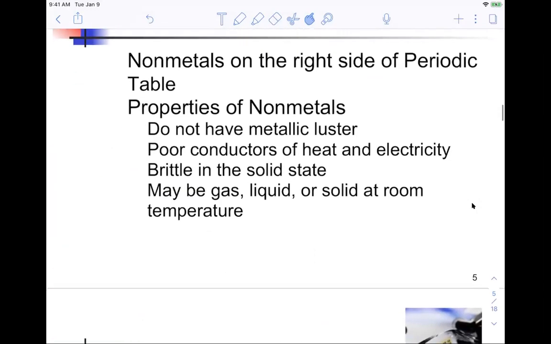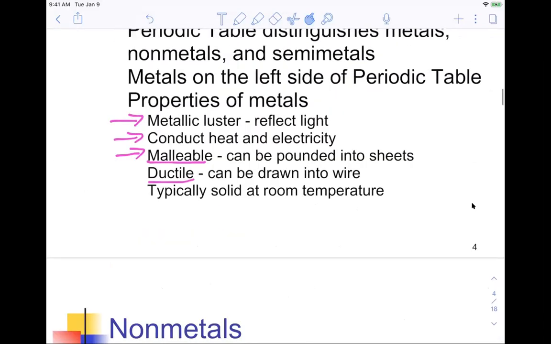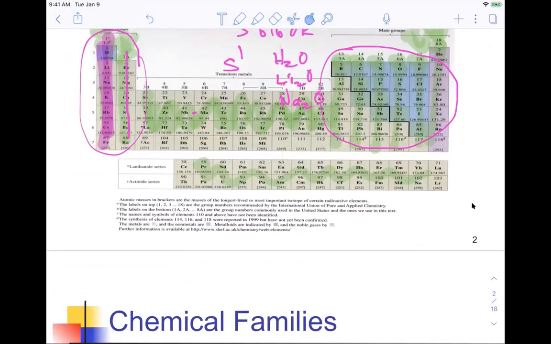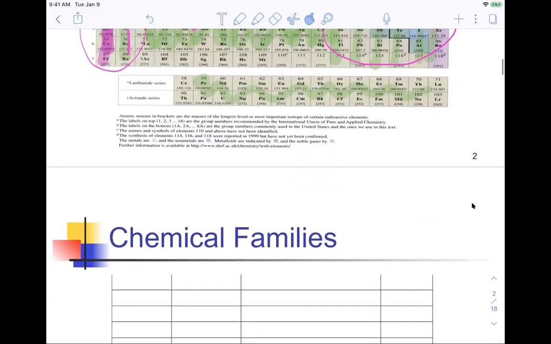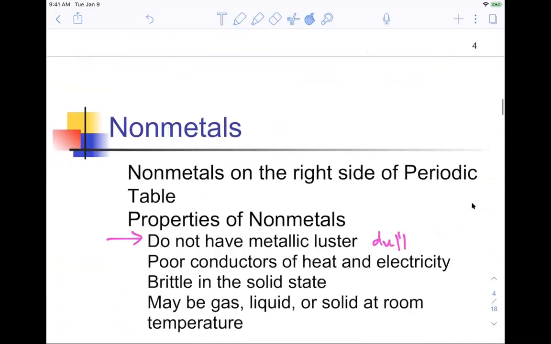Nonmetals are on the right side of the periodic table, and they're not, I don't want to say opposite or contrary to metals, but they appear that way, right? So nonmetals do not have a metallic luster. What does that mean? That means they're dull, okay? So again, these are generalities. If you've ever seen a chunk of pure silicon, it actually looks like a metal. It's kind of shiny and has a luster like a metal, but it's also very brittle. If you hit silicon with a hammer, it shatters into a bunch of little pieces. So these are generalities, but for the most part, nonmetals tend to be dull, right?